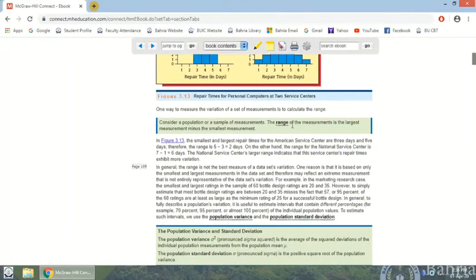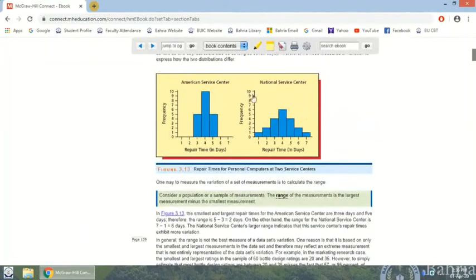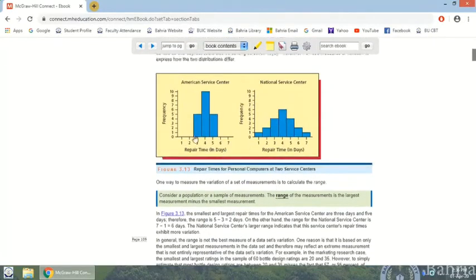So this is the range, and if you want to know the range for the two service centers, first of all, the American Service Center would consume fewer days, so the range would be smaller. In this case, it is 5 days minus 3 days. The maximum repair time it takes is 5 days, and the minimum it takes is 3 days. The range, as you can see, is 2 days, because this is 5 minus 3. And for the National Service Center, it's somewhere from 7 to 1, and it's going to be 6 days, I think.